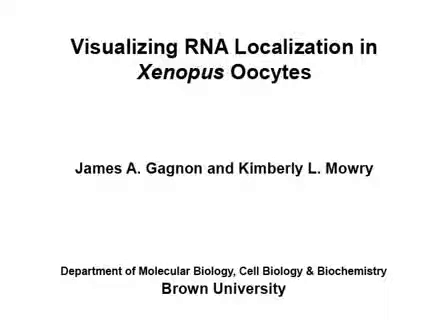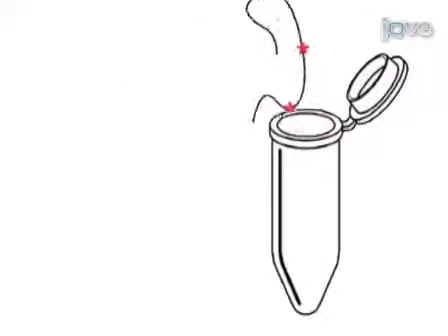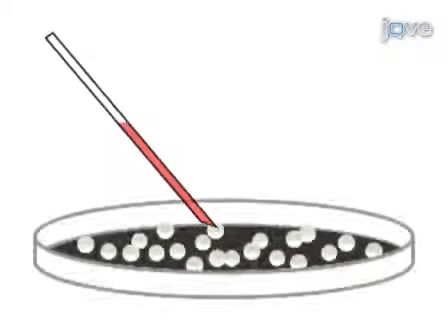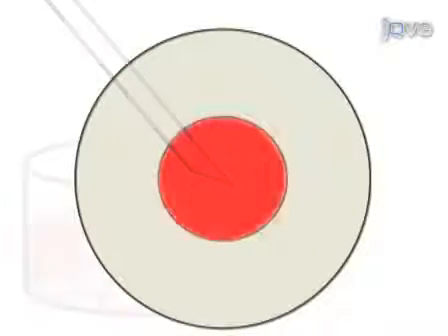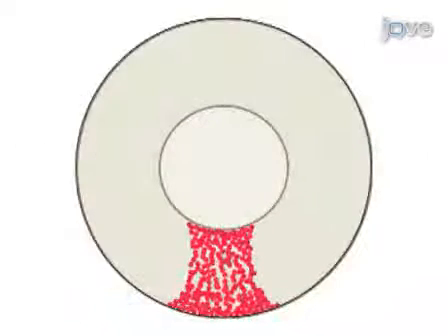In this procedure, fluorescently labeled RNA transcripts are injected into Xenopus oocytes, and their localization is monitored. First, the RNA is labeled with fluorescent nucleotides in an in vitro transcription reaction. The RNA is then loaded into a microinjection apparatus. The oocytes are placed on an injection dish and carefully microinjected. Finally, the oocytes are cultured to allow RNA localization to occur before imaging on the confocal microscope.